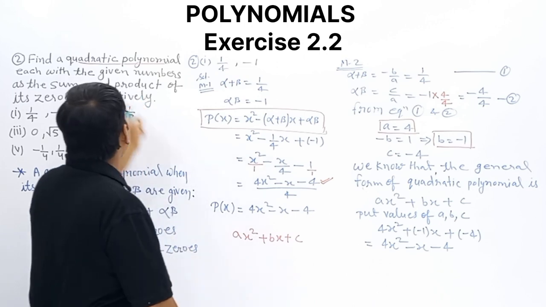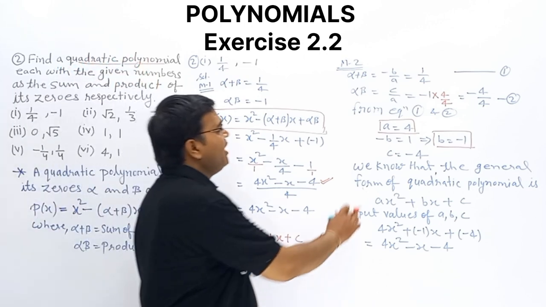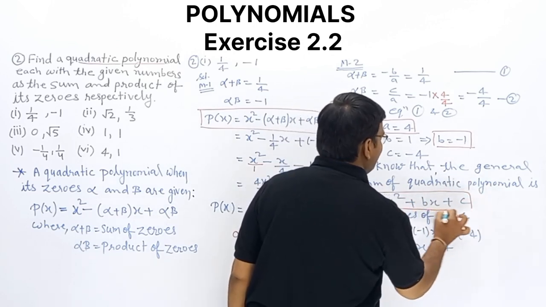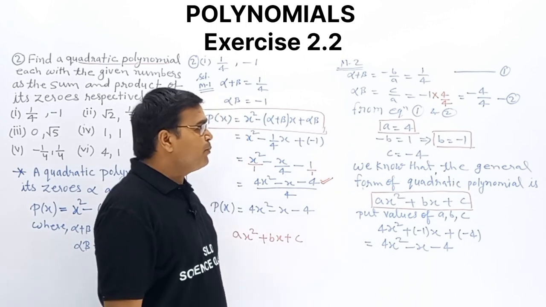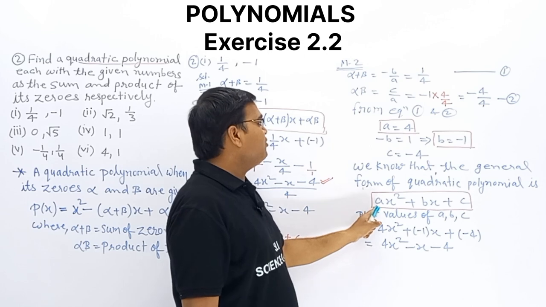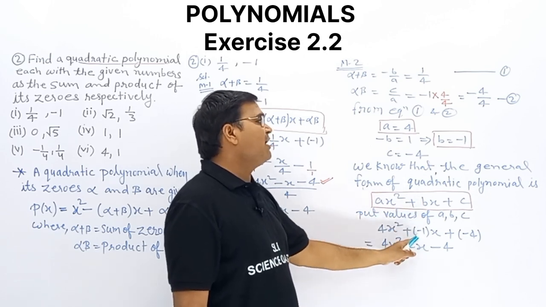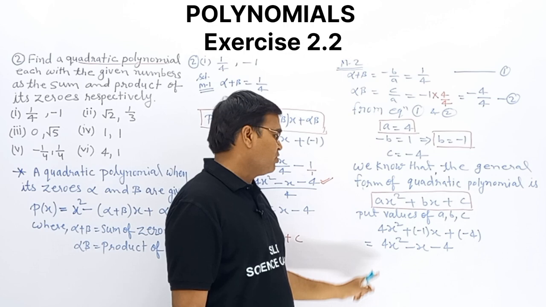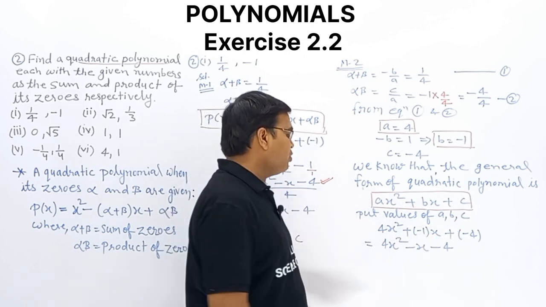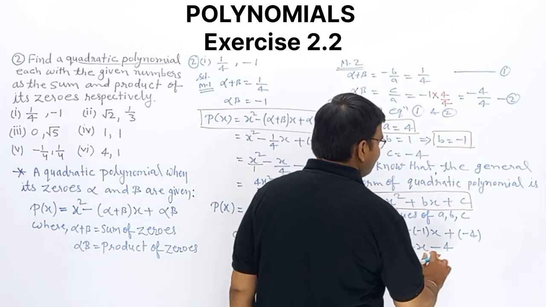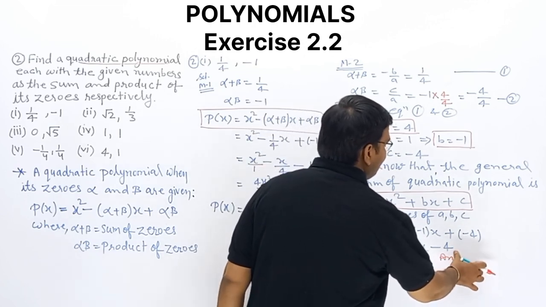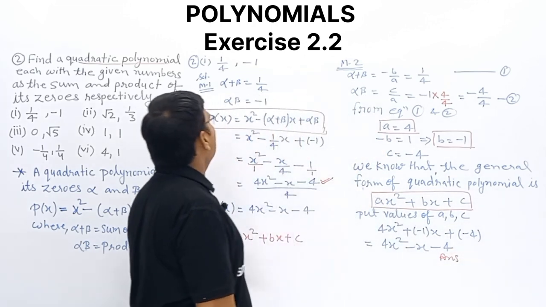Now we want what? The quadratic polynomial. So we know that the general form of the quadratic polynomial is what? Ax square plus bx plus c is the general form. Put these values a, b, c in this polynomial. A is 4, b is minus 1, and c is minus 4. Solve this one: 4x square plus into minus, minus. So the result we are getting is 4x square minus x minus 4. This is the answer, and this is the quadratic polynomial.